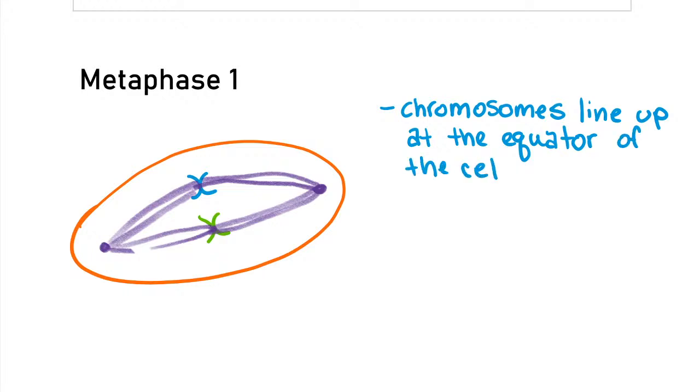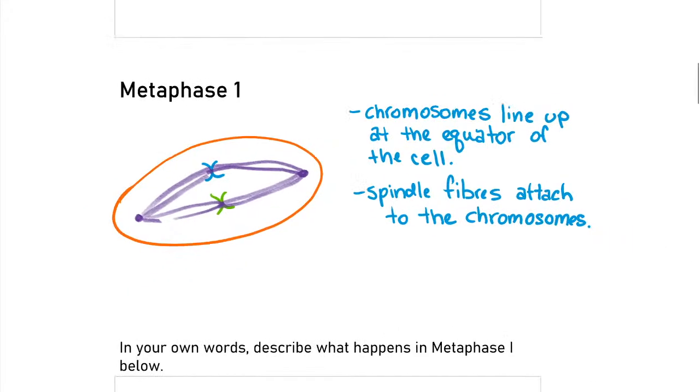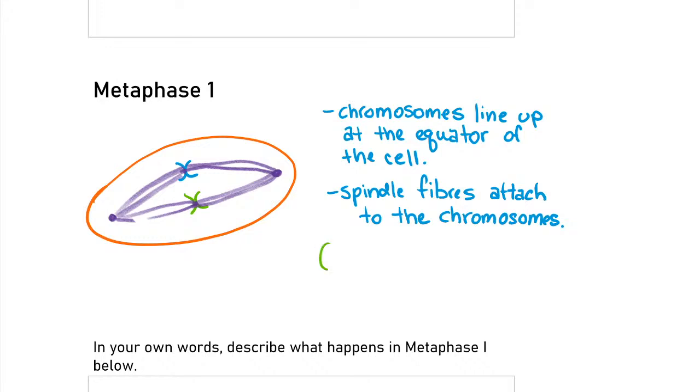And at the same time the chromosomes are lining up at the equator of the cell, we are going to get the spindle fibers attaching to the chromosomes. Again, this is exactly like mitosis. And now, in mitosis, I might even make a note of that.